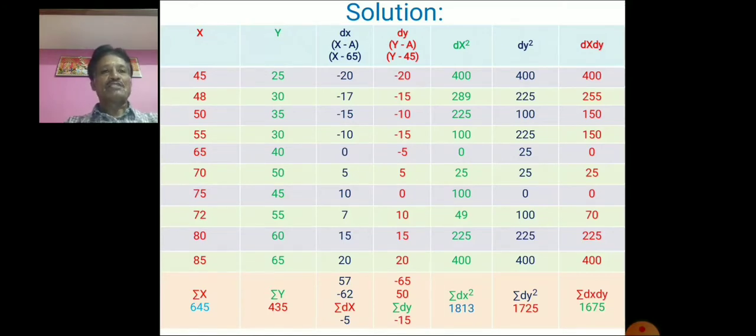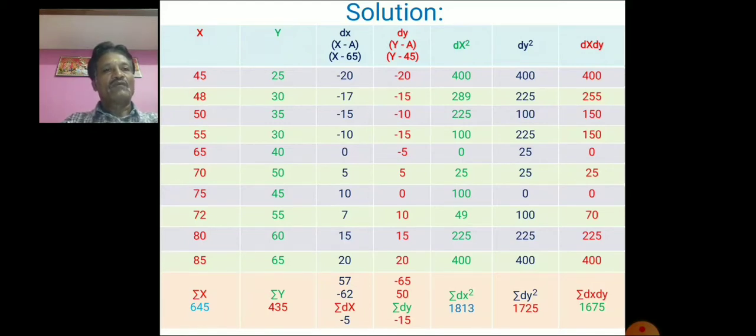So here we have estimated sigma dx and sigma dy. Sigma dx equal to minus 5 and sigma dy equal to minus 15. Now we have to estimate dx square. That means we have to square all the dx values. So minus 20 square is equal to 400, minus 17 square 289, minus 15 square is equal to 225, minus 10 square is equal to 100, 0 square 0, 5 square 25, 10 square 100, 7 square 49, 15 square 225, 20 square 400. So the dx square values are 400, 289, 225, 100, 0, 25, 100, 49, 225, 400.